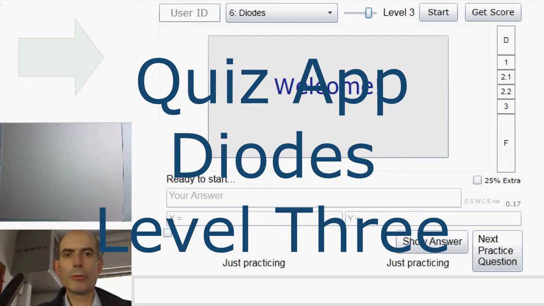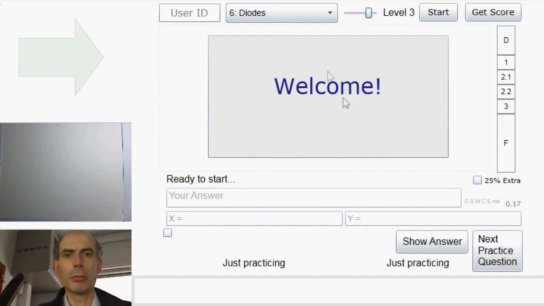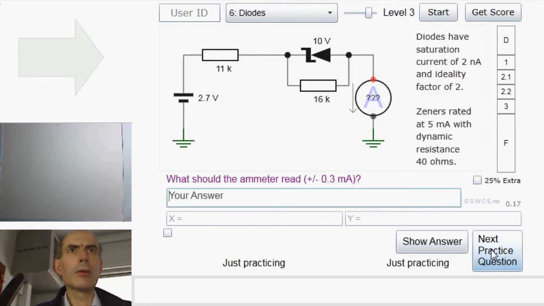Hello, and I'll do a few level 3 diode problems this time, because at level 3 we can no longer use those rules of thumb that we were using at level 1. They're just not going to be accurate enough. So I'll show you how you can get more accurate results, and it's a process of iteration. Normally we only have to do one iteration step to get close enough to the answer.